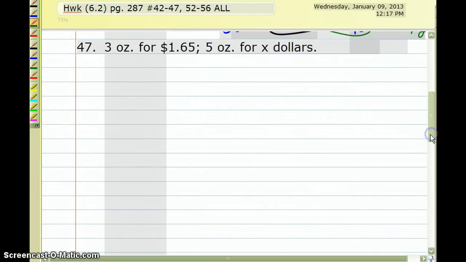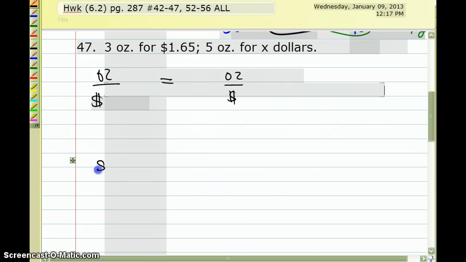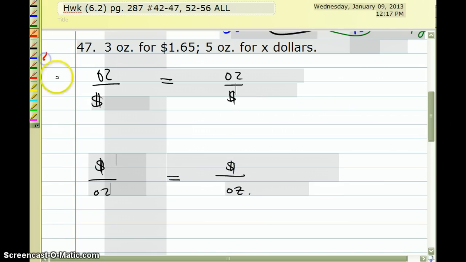Okay, number 47. Now we're going to look at some word problems. Not so many words here for 47, and then set it up. I can choose to set it up as ounces over dollars, equal to another fraction with ounces over dollars. Or I can choose to do dollars over ounces equal to another fraction as dollars over ounces. So this is setup number 1. I can set up number 2 in this way. I'm just going to do these two setups.